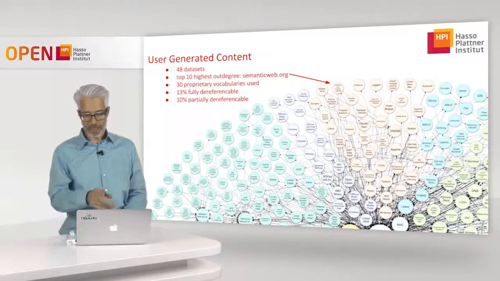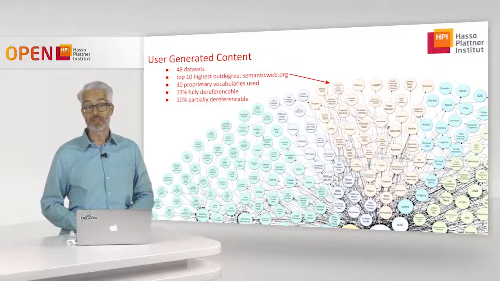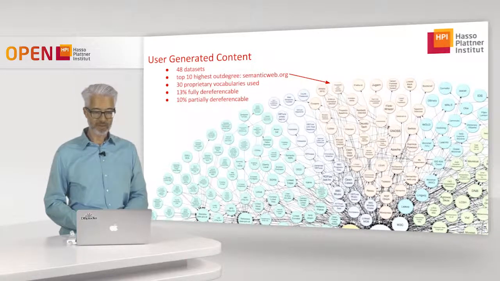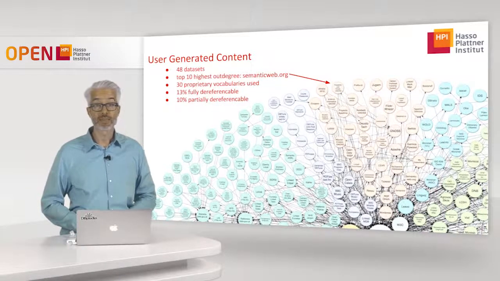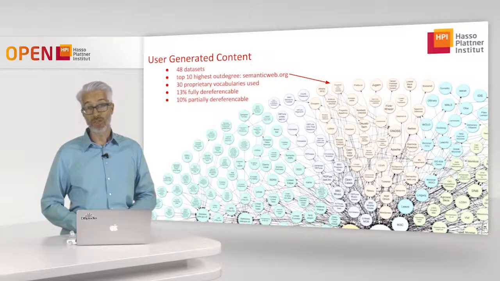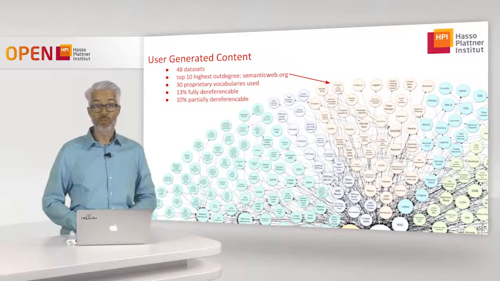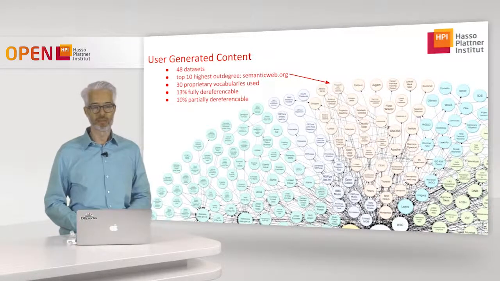Let's continue. In the upper corner here in orange, you see user-generated content. This is lots of interesting data, which comes from portals which enable services where users provide their own data. There are 48 data sets among them, and the most prominent among the top 10 highest out degree data sets is the semanticweb.org data set, which contains many links throughout the linked data cloud. Therefore it's there as one of the highest out degree data sets. It uses 30 proprietary vocabularies, and 30% of the data here is fully dereferenceable. About 10% is partially dereferenceable.